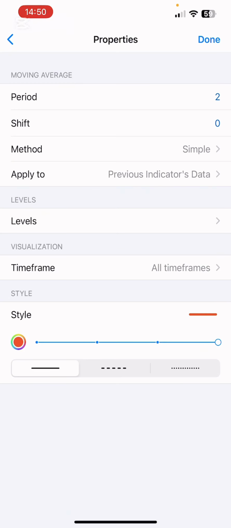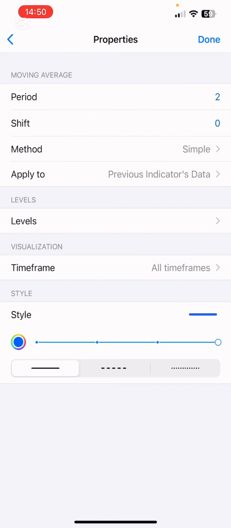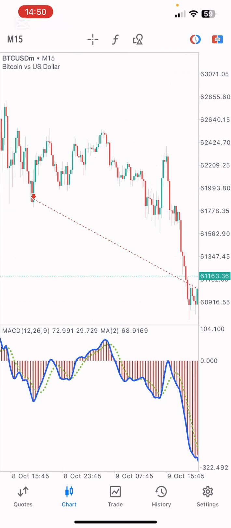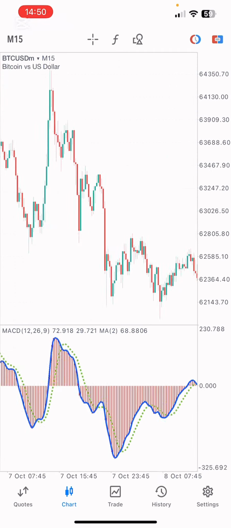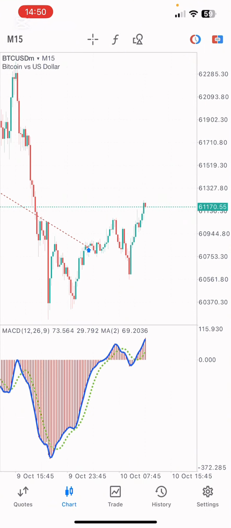Then it comes to level, there's no level. Then the style, let's change the style to blue. Then the pixel, you can just change it to 3. This is the thickness. Let's do it like this and see. After you have done with this, we are good to go. This is the indicator you are now seeing here. So now let me just explain what you are seeing on the screen.